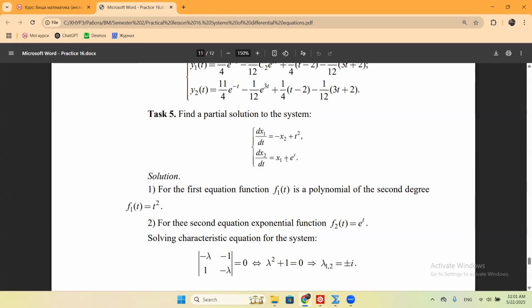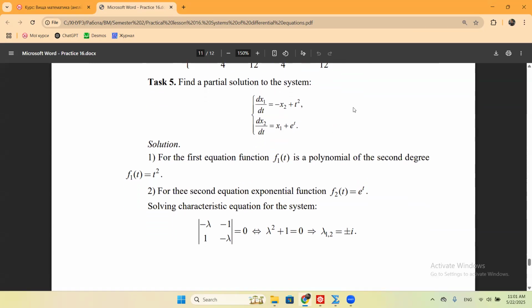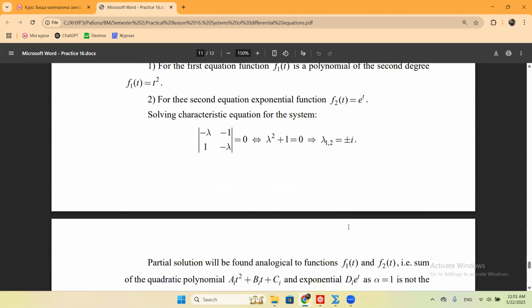So we need to solve the characteristic equation for this system. So for the homogeneous system, it is the following. The roots of this equation are plus minus i. And the control numbers of f1 and f2 are not roots of the characteristic equation. So the solution will be the following.